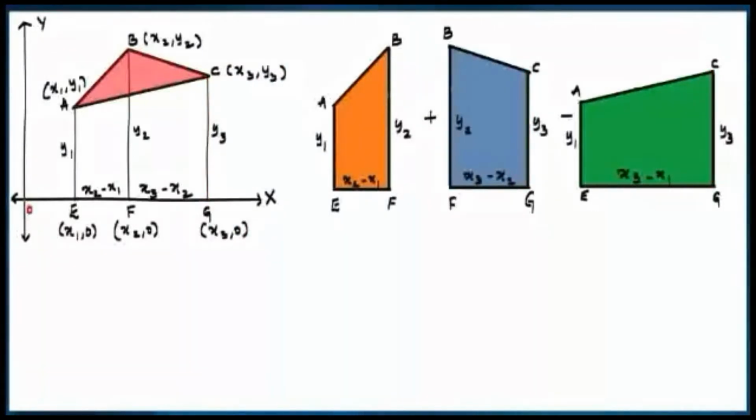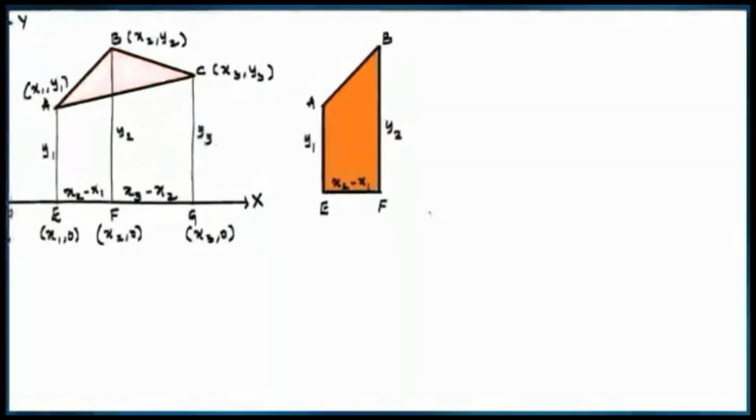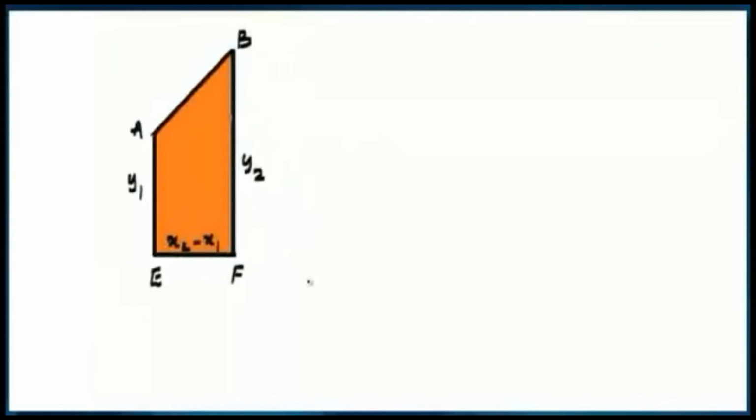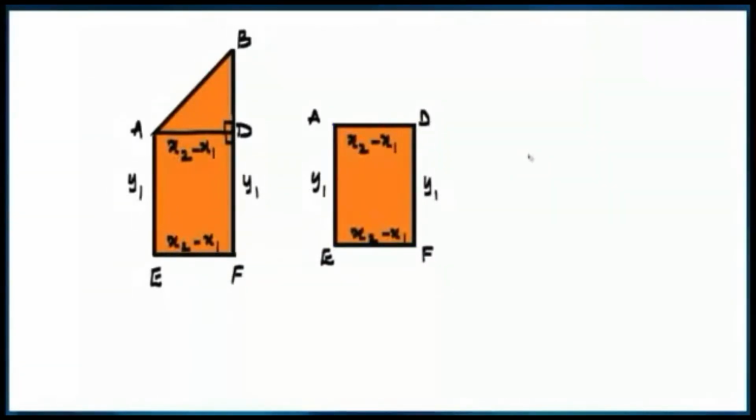The area of a trapezium is half into height into a plus b. Let us take the first trapezium. Here we can divide this trapezium into two figures: one is a rectangle, another one is a triangle. Let us take the rectangle. Opposite sides are equal, so x2 minus x1 and y1 are the sides.